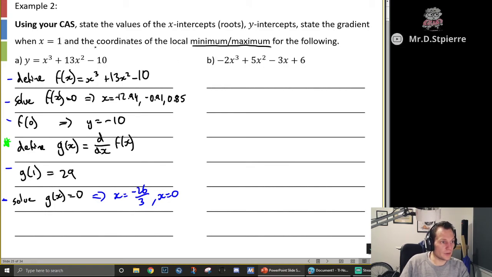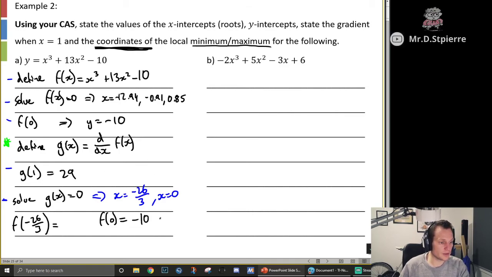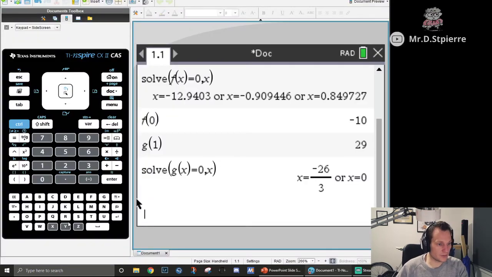But it's asking for the coordinates, so we need to find the y values at those points. So we're just going to go f of negative 26 on 3, and we're also going to go f of 0, which we actually already know. We've done that already. That was equal to negative 10 up here. So it turns out our y-intercept is also one of our turning points.